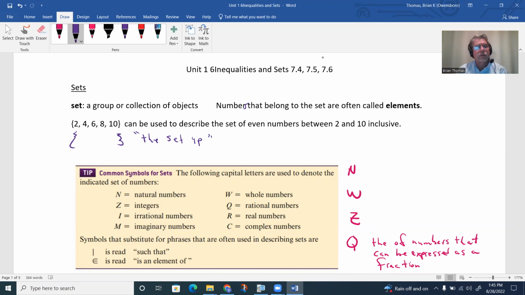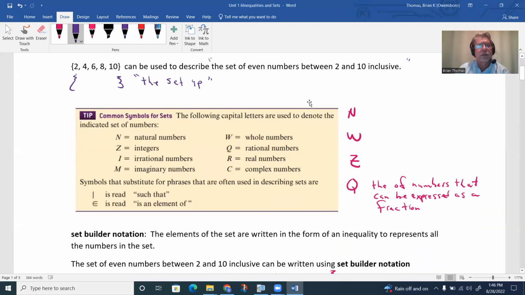If we read this, we would say this is the set of 2, 4, 6, 8, and 10. Those would be the elements in that set. When I use this notation, it can be translated into words: the set of even numbers between 2 and 10 inclusive. Inclusive means you include those endpoints as well.